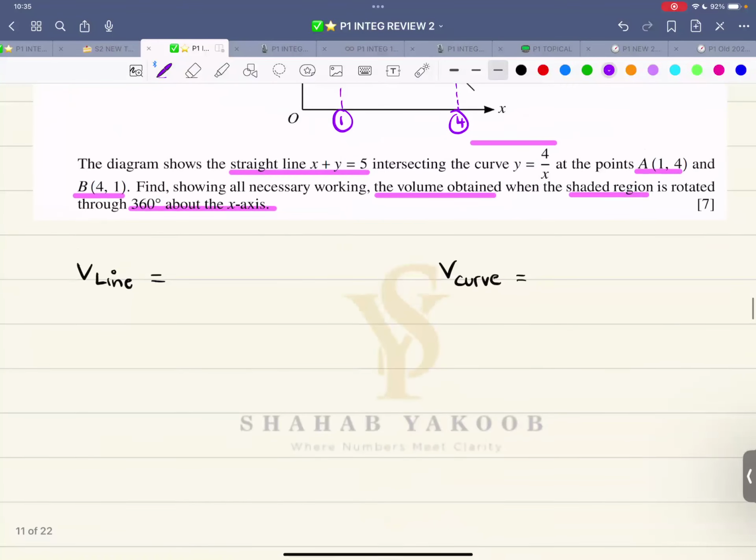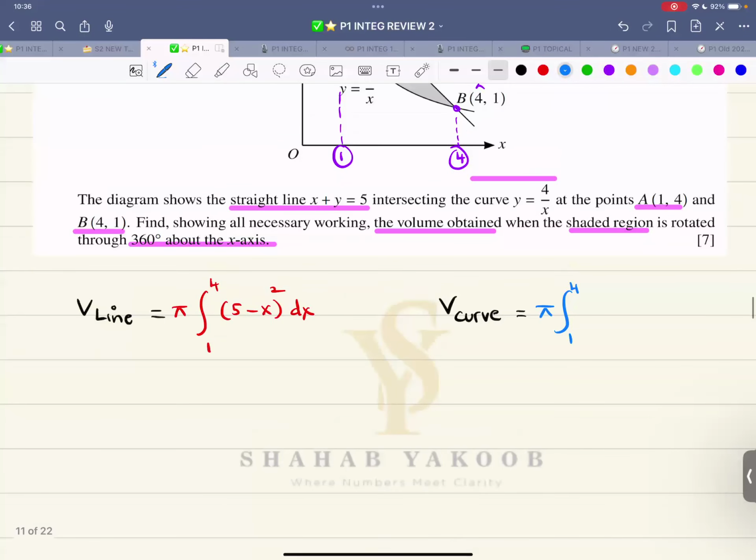So the volume of the line is pi between the limits 1 and 4 of (5 minus x) dx, and don't forget the square. Similarly, the volume produced by the curve is pi between the limits 1 and 4, and the equation of the curve is 4 over x. Don't forget the square, dx.